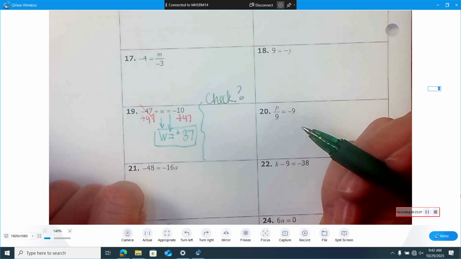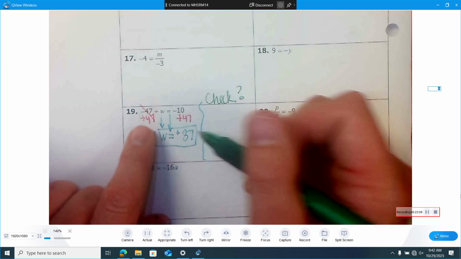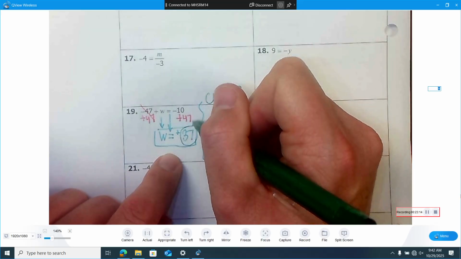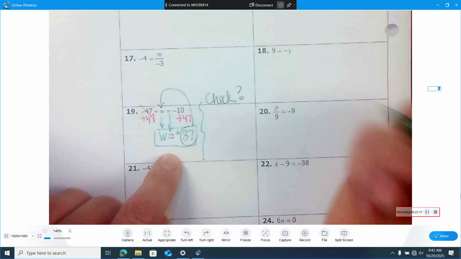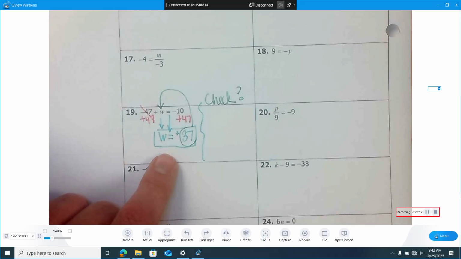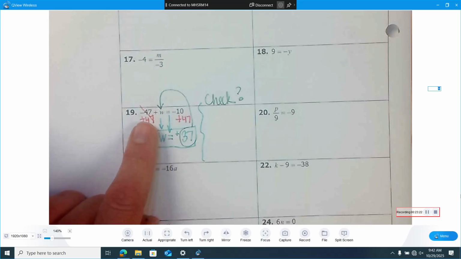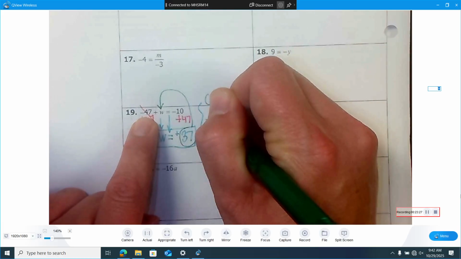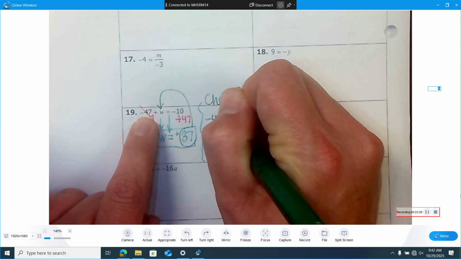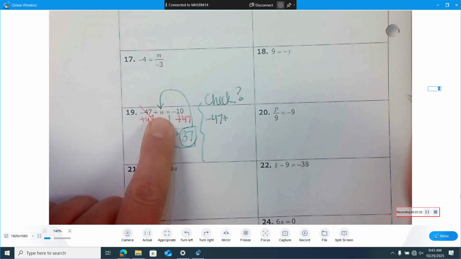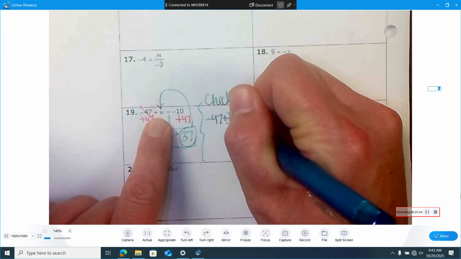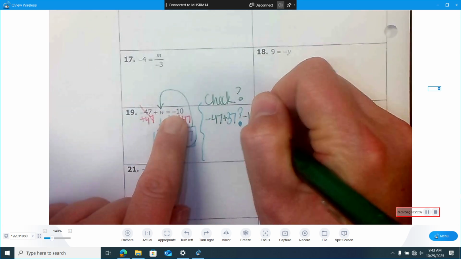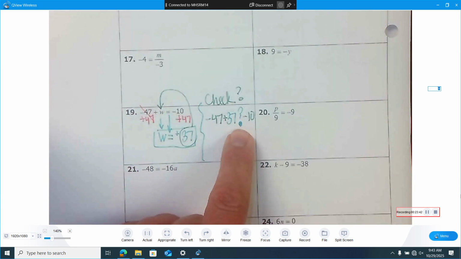So to check, we plug it back in. What we're going to do to check is we're going to take this number and pop it right in place of what it says it's equal to. It's a replacement. So we're going to go back to the original equation and pop it in. So I have that original negative 47 plus, what am I plugging in place of the W? A 37. And we want to know, does it equal our negative 10?